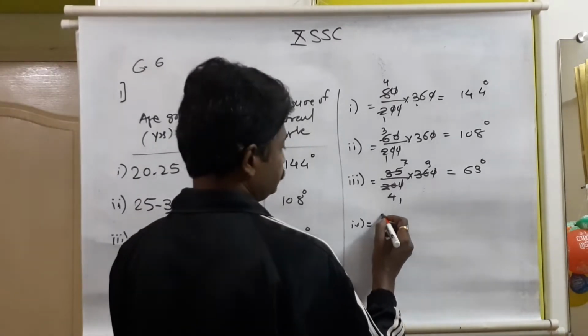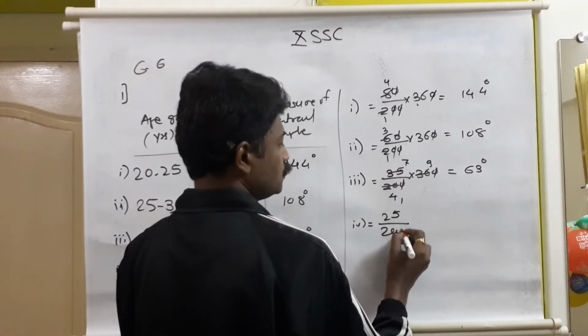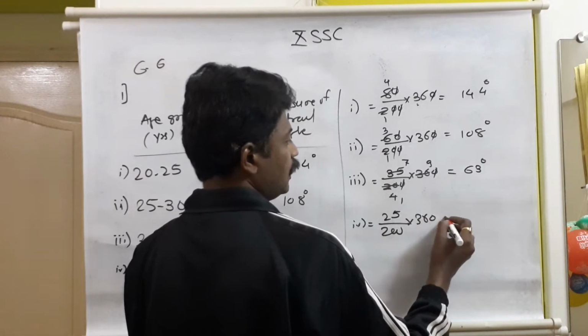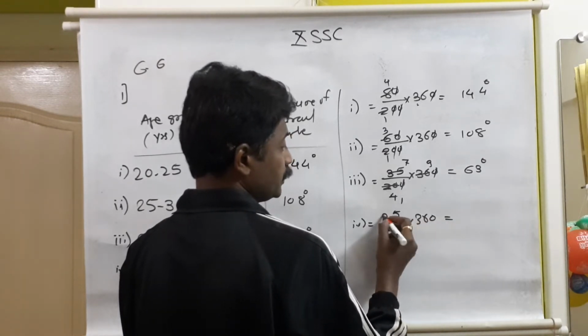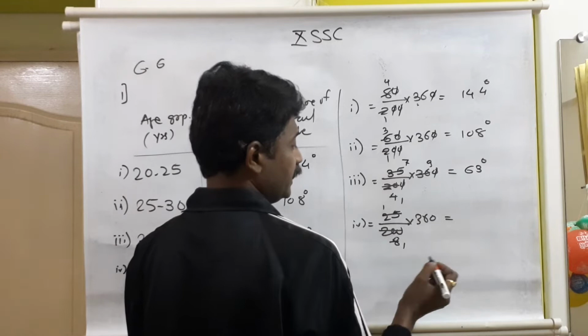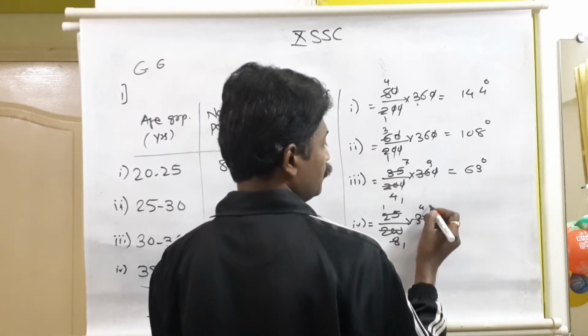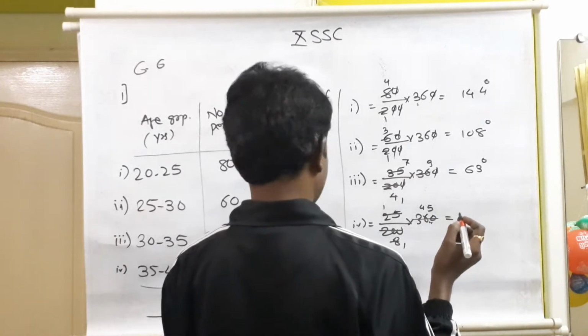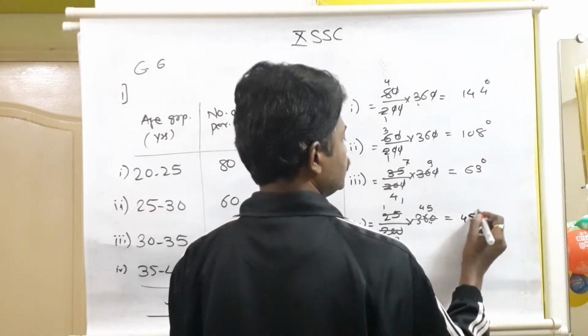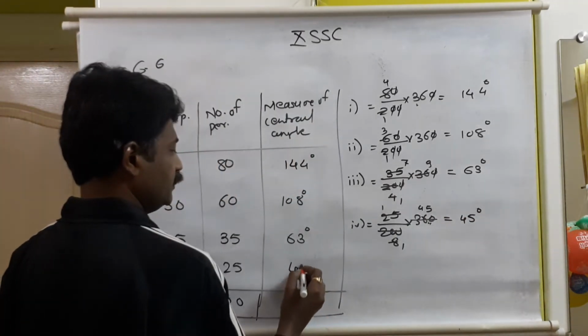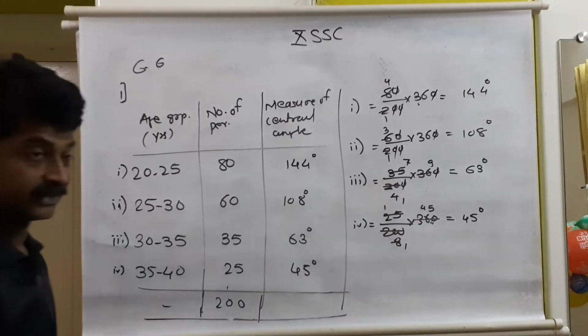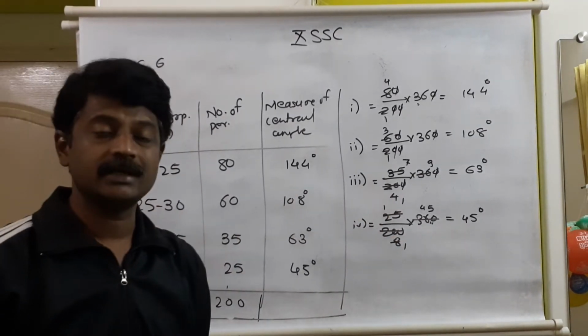So 25 out of 200, then out of 360, how many? 25 1s are 25, 8 1s are 8, 8 4s are 32, remainder is 4, 8 5s are 40. It gives 45 degree. 45 degree will be the angular measurement of the last class. So in this way the calculation can be completed.